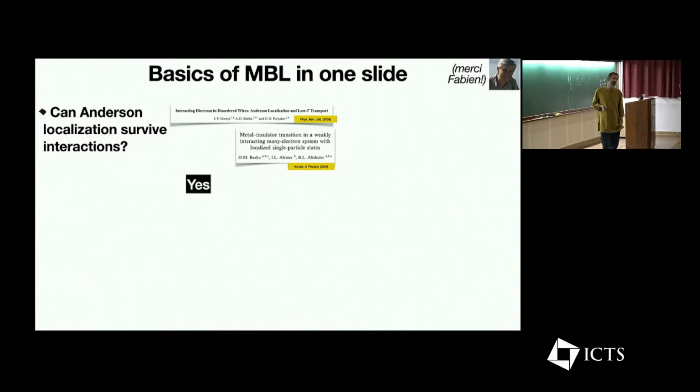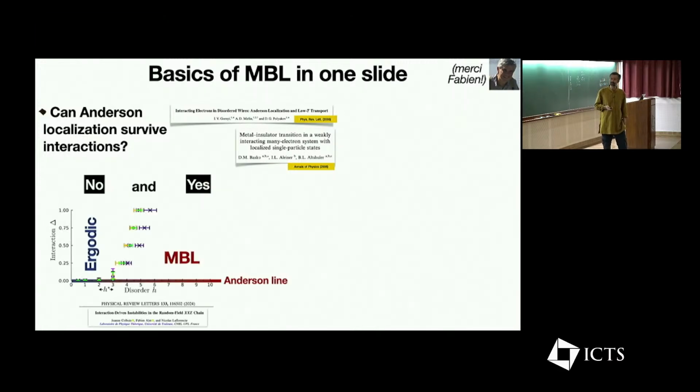So the basic question, of course, going back to the old days of MBL, is: can Anderson localization survive interaction? One of the first answers, of course, was yes. There are good examples in this analytical paper, where they show that indeed putting in weak interaction at least makes Anderson localization survive, giving an insulator, which is called a many-body localized insulator. But in fact, it's also a no.